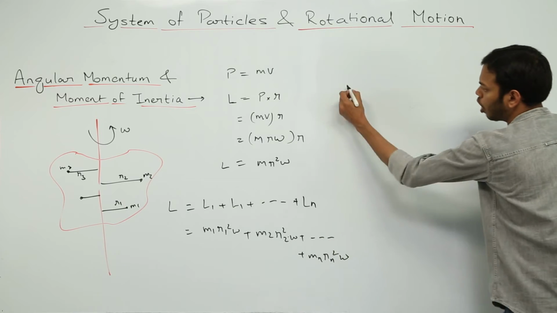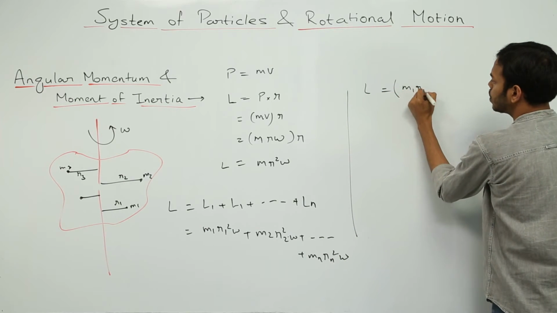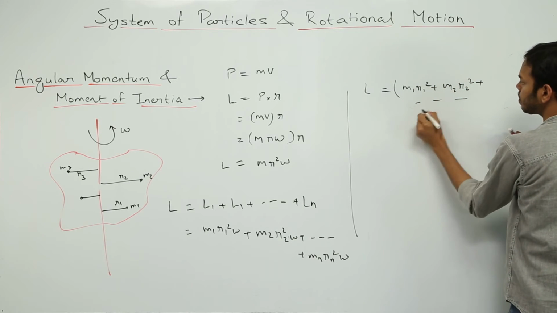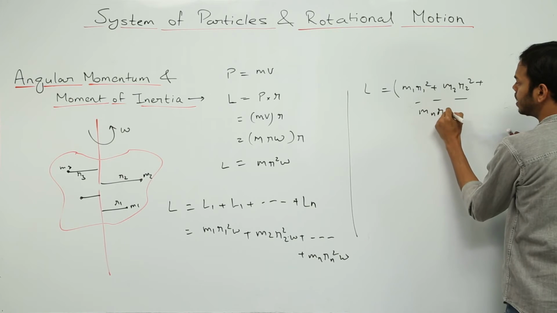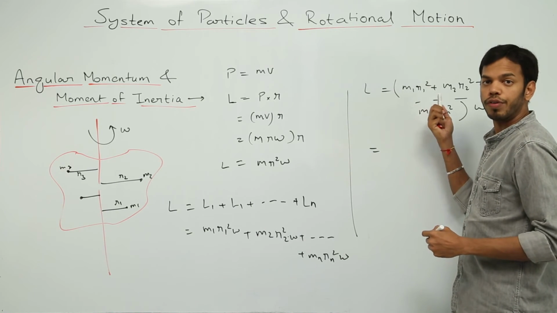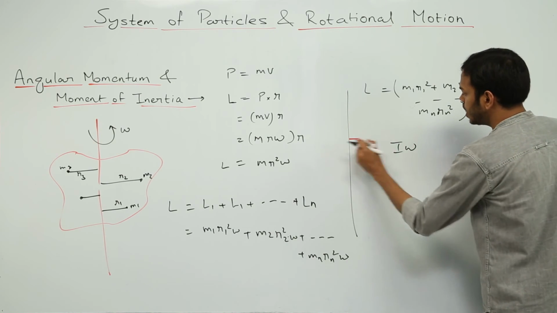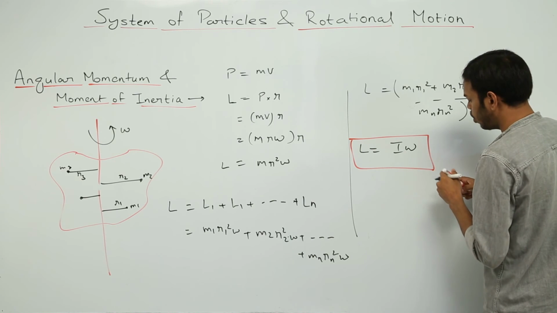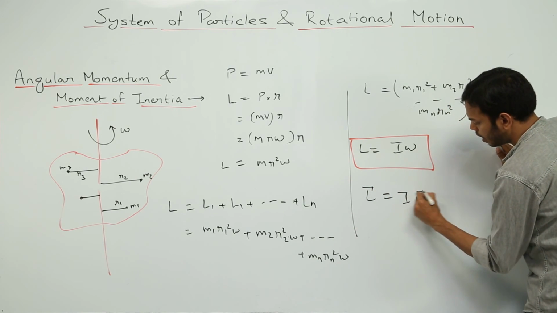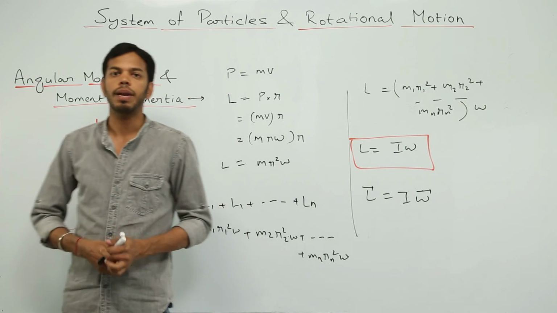If I take omega common out from this, I'll get L equals m1 r1 square plus m2 r2 square plus ... mn rn square times omega. What is this? This is the moment of inertia, so this becomes I omega. This is L. So this is the relation we are looking for, L equals I omega, or in terms of vector it will be L equals I omega. This is the required relationship between angular momentum and moment of inertia.